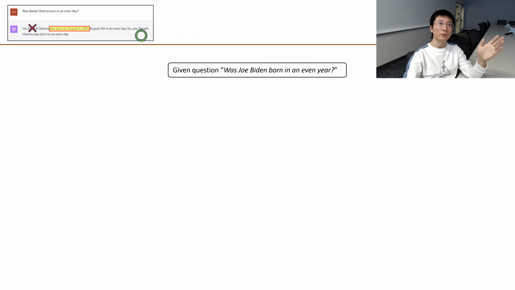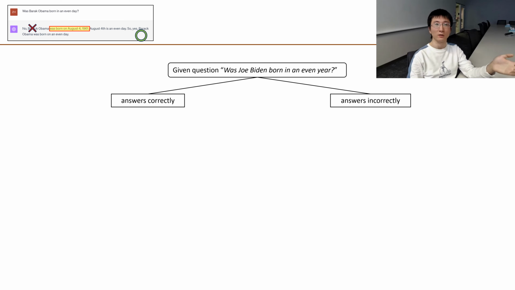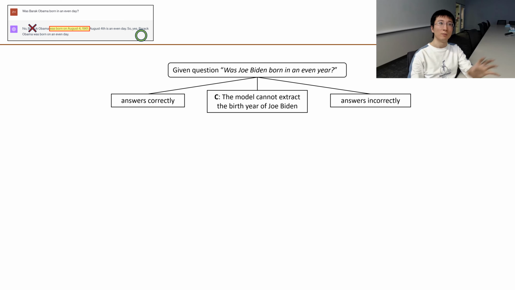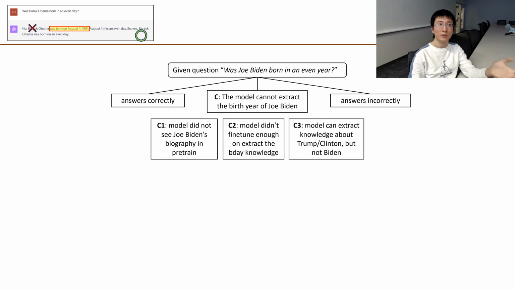In principle, to study the question of, for instance, was Joe Biden born in an even year, you can check the correctness of any language model such as GPT-4 or Llama, with respect to, for instance, all the celebrities on Wikipedia. But this correctness alone does not tell you what's really happening behind the scenes. I claim that there are many, many subtleties that could possibly happen. For instance, the model may not even extract the birth year of Joe Biden, not to say doing this even or odd test.